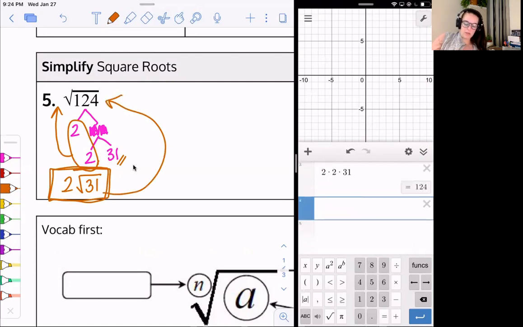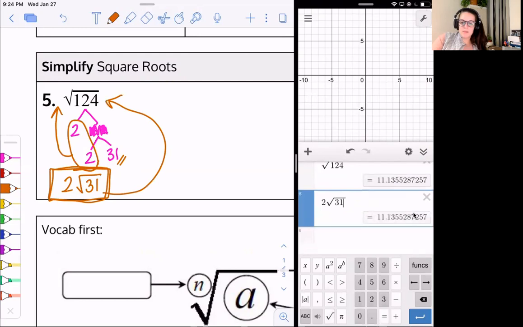I can double check my work by saying, okay, square root of 124 and 2 square root of 31. I see that they are the same number, so I know that they are equivalent. So this is my answer for this problem. Okay.